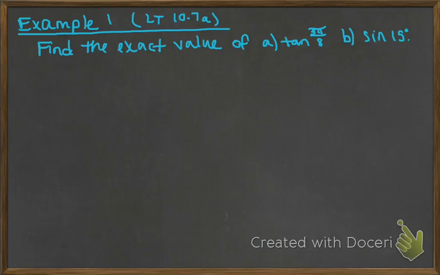So now let's look at an example of this. Let's look at an example of learning target 10.7a. I can find the exact value of the tangent of 3 pi over 8, and then later we'll do the sine of 15 degrees. So let's start with that tangent of 3 pi over 8. Now to me, the easiest is to convert these radians into degrees, because for me it's easier to think of what divided by 2 gives me, or what times 2 gives me the degree instead of in radians.